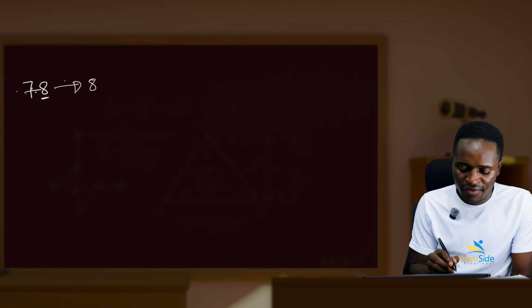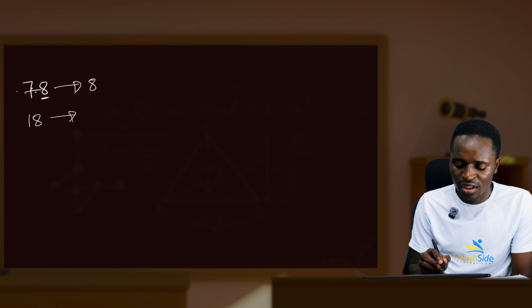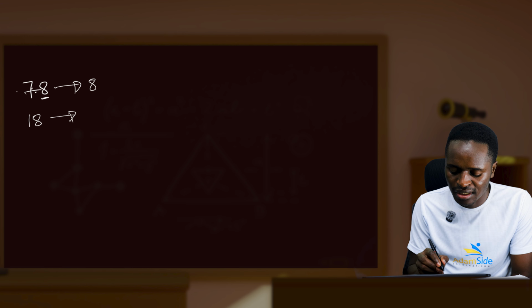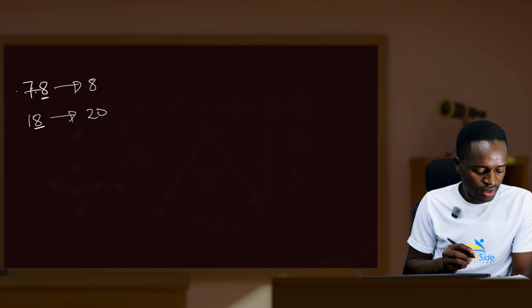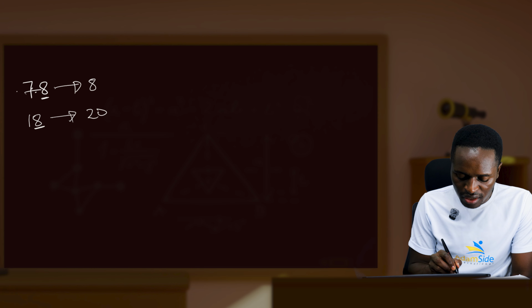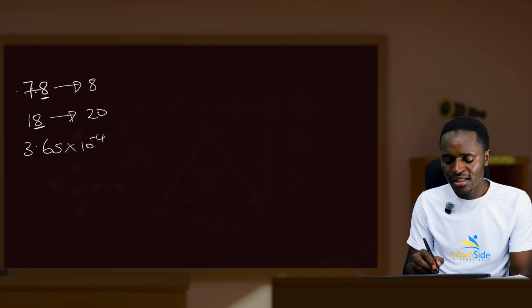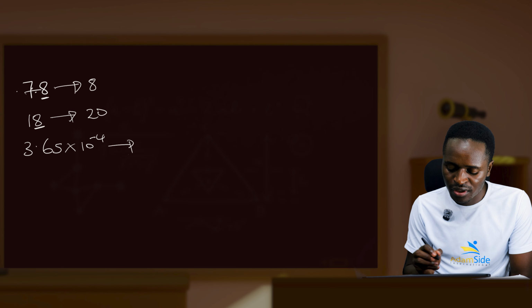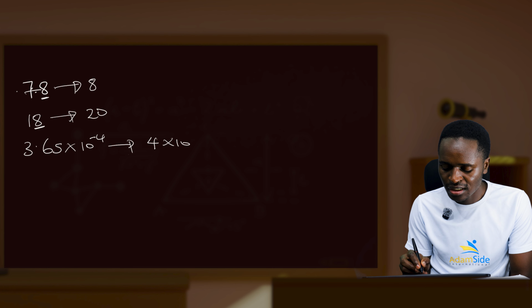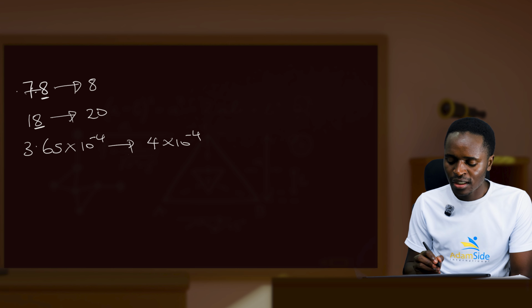Now let's say you have 18. We are supposed to round off 18 to one significant figure. Obviously, it will be 20 because 8 is greater than 5. Then let's say we have 3.65 times 10 power negative 4, and you are told to round off to one significant figure. It will be 4 times 10 power negative 4.